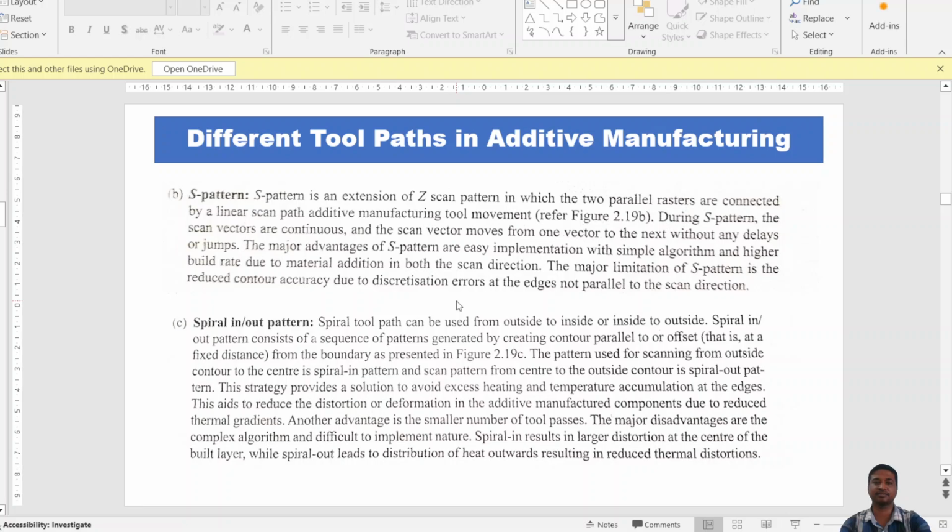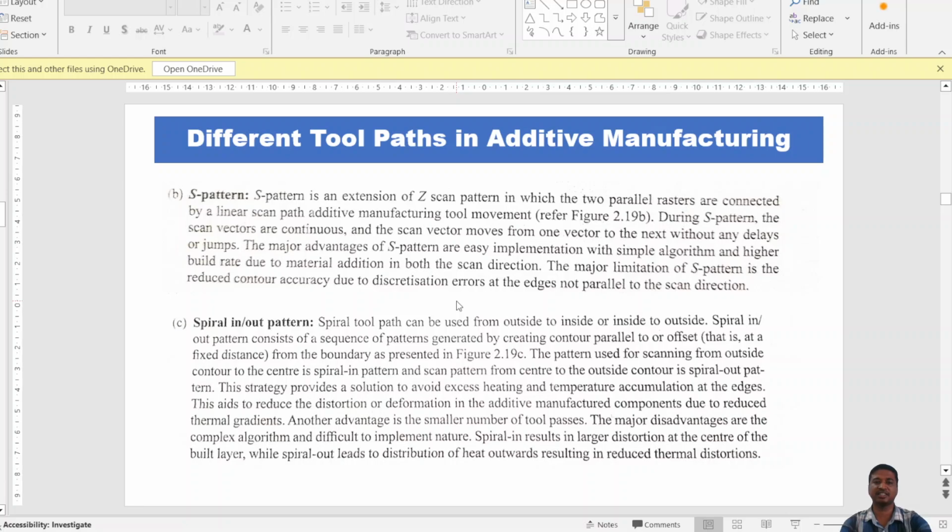The next one is the spiral in or out pattern. Spiral toolpath can be used from outside to inside or inside to outside. The spiral in or out pattern consists of a sequence of patterns generated by creating contours parallel to or offset from the boundary, as presented in the figure that we will discuss later. The pattern used for scanning from the outside contour to the center is the spiral in pattern, and the scan pattern from the center to the outside contour is the spiral out pattern.